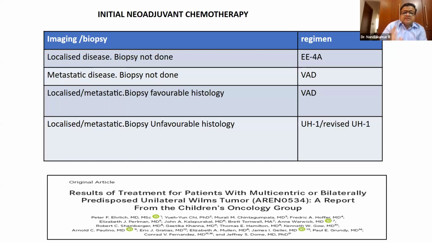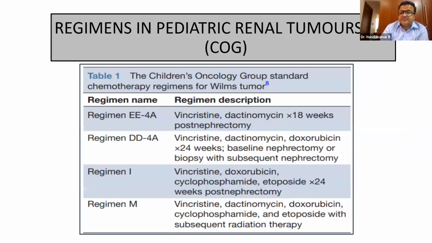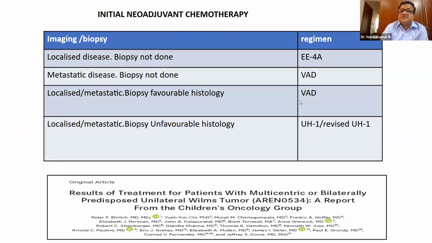The 2-drug regime is what SIOP follows, whereas the COG, the American group, based on their study, found that to facilitate nephron sparing surgery, the initial neoadjuvant chemotherapy is something called VAD, that is vincristine, actinomycin, doxorubicin. It is not your DD4A. The main difference is that in DD4A, the dose of doxorubicin used in the neoadjuvant setting is only 60 milligrams per meter square, whereas in VAD, it comes to 105.